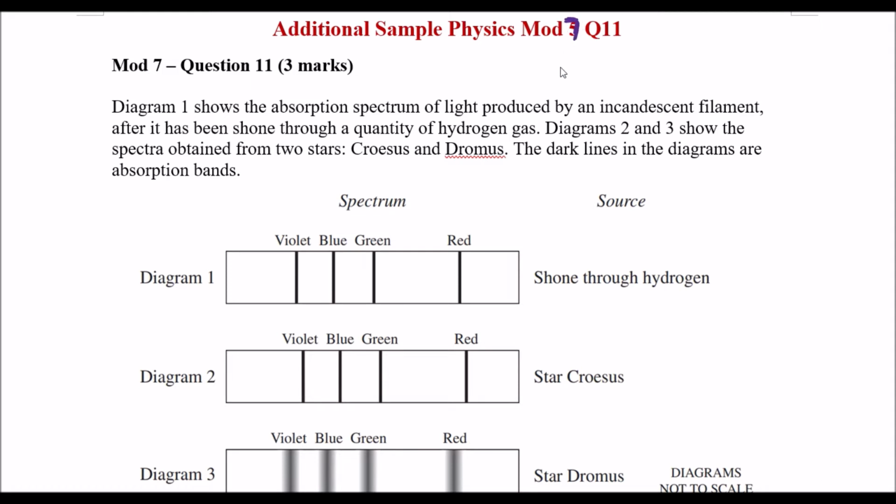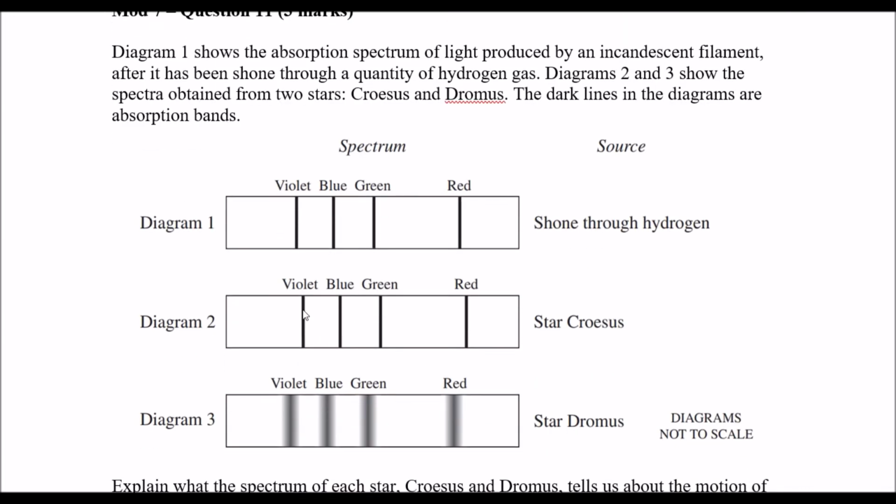Question 11. It says diagram 1 shows the absorption spectrum of light produced by an incandescent filament. You can see here diagram 1. This is the filament for hydrogen, after it has been shone through a quantity of hydrogen gas. Diagrams 2 and 3 show the spectra obtained from two stars, C and D. The dark lines in the diagrams are absorption bands, so you see there.